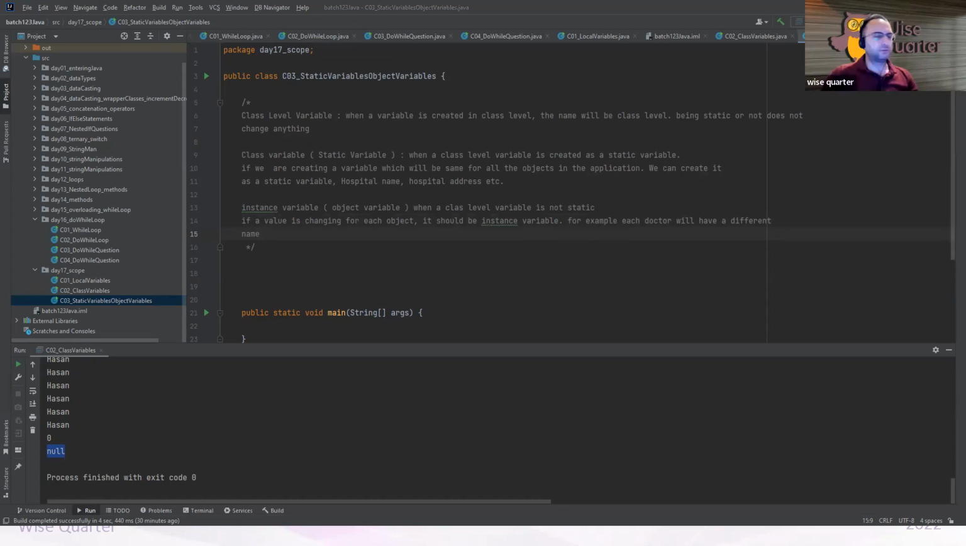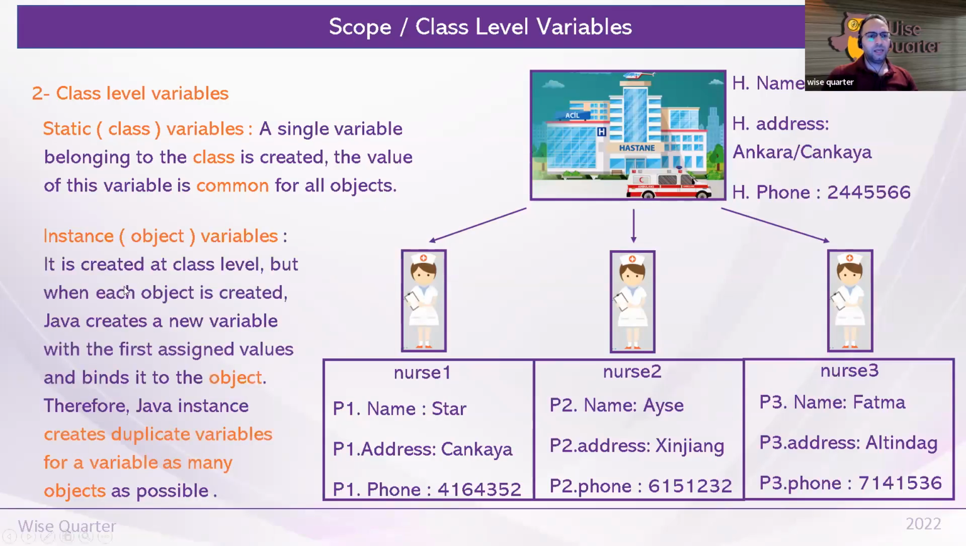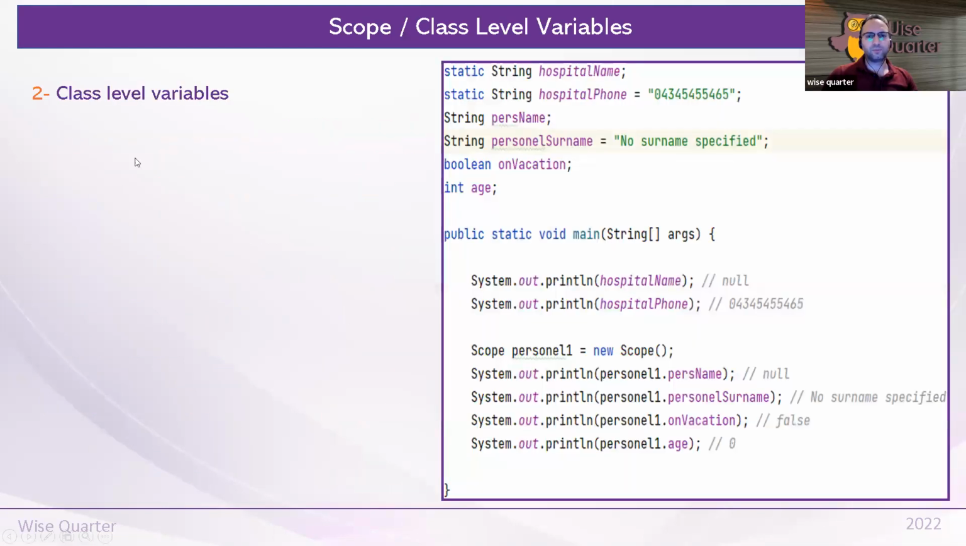Okay, let's go back to the slide. Yes, we have talked about instance variables and class level variables. Let's think now, we have created a hospital application. What about the hospital name? It should be static, right? There will be only one hospital name, and it will be the same for everybody. What about hospital phone? It will be the same for everybody too, and when I change it for one person, it will be changed for all of them.